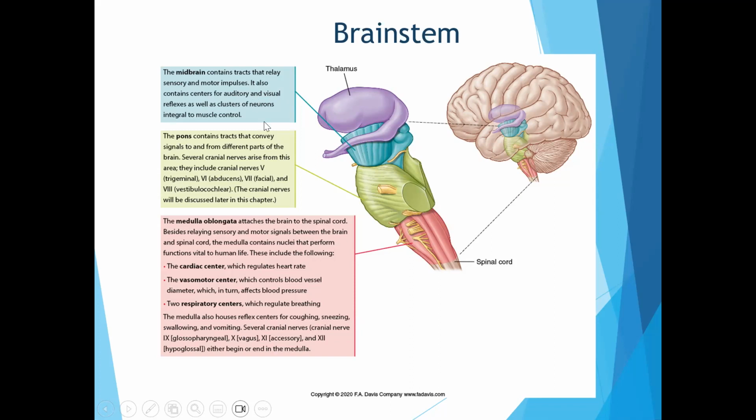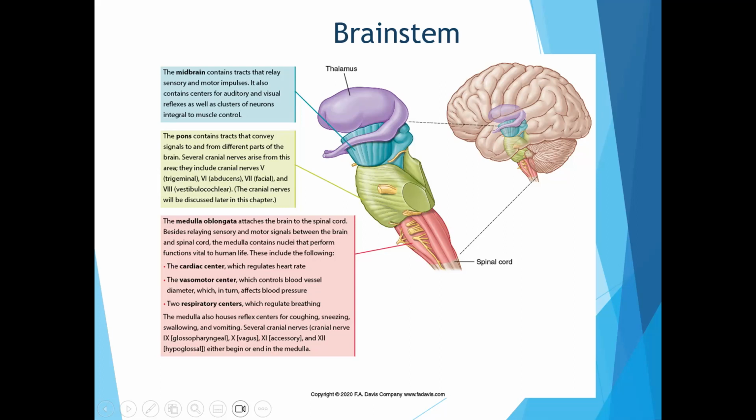So you need to know that the midbrain and the pons are part of the brainstem, but you don't need to know anything more specific than that. Now, the medulla oblongata, or just the medulla, on the other hand, you do need to know that our essential life functions are under control by the medulla. So it has our cardiac center, which regulates our heart rate, our vasomotor center, that controls blood vessel dilation, so blood pressure in a sense, and also the respiratory center, which of course controls breathing.